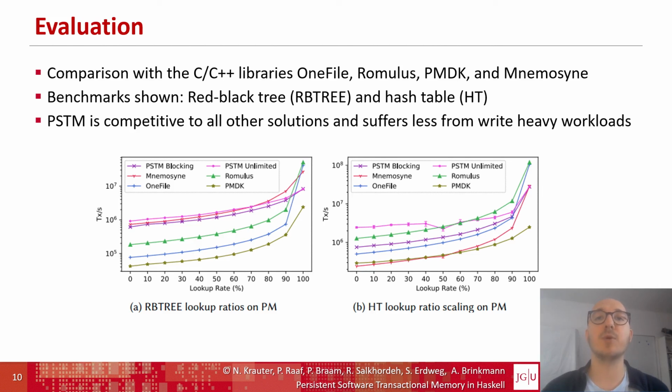There are 3 possible operations that we perform on the data structures: either lookup or insert or delete with equal probability. The x-axis of the figures shows the lookup rate, which is the percentage of transactions that only perform lookups, thus only do reads on the data structure. The y-axis is the transactions performed per second.